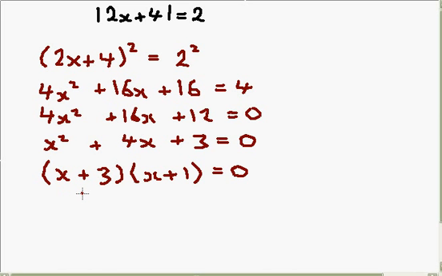So this means that either this bracket is 0, in which case x is equal to minus 3, or this bracket is 0, in which case x is equal to minus 1. And these are the same two solutions that we got when we were looking at it graphically.